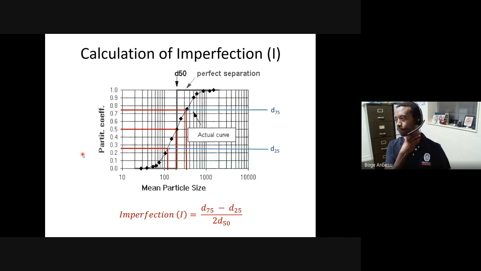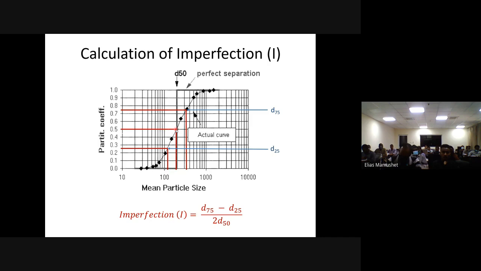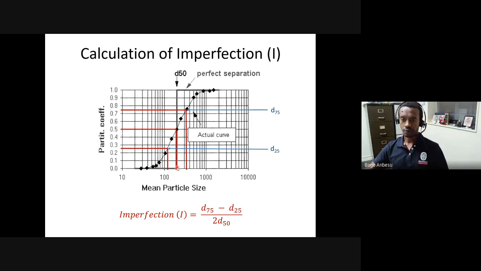So how do you calculate screening efficiency? You can use imperfection, which is determined using this equation here: D75 minus D25, divided by 2 times D50. So what are D75, D25, and so on? Your D50 here is the size where the screening is being performed.